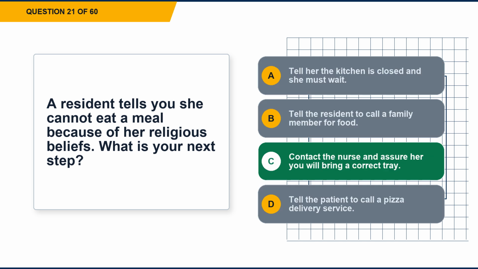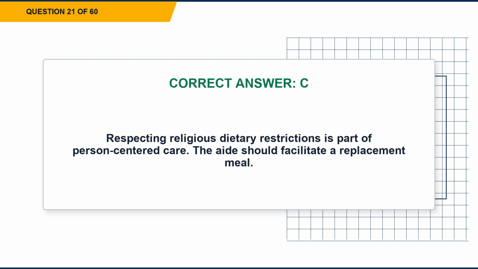The correct answer is option C, contact the nurse and assure her you will bring a correct tray. Explanation: respecting religious dietary restrictions is part of person-centered care. The aide should facilitate a replacement meal.